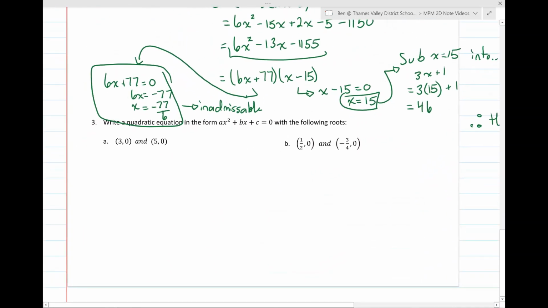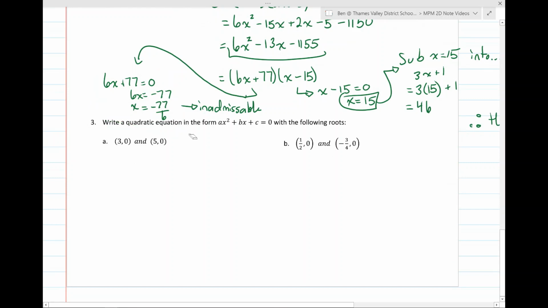Fantastic. And lastly, let's look at creating a quadratic equation with the following information. So we're writing a quadratic equation in the form a times x squared plus bx plus c equals 0. That's in standard form with the following roots. Well, if it has these roots, then we can come up with some factors here, right? Because if it has the roots at x equals positive 3 here and at x equals 5, then we can come up with the factors by finding a factor that would equal 0.